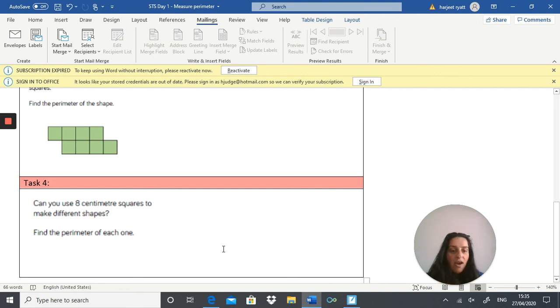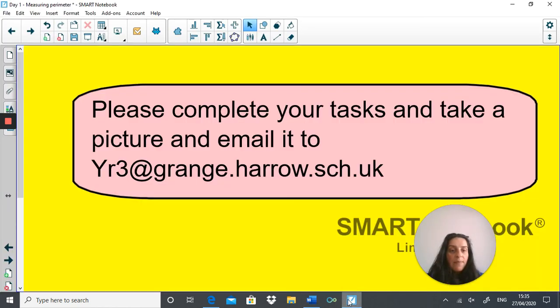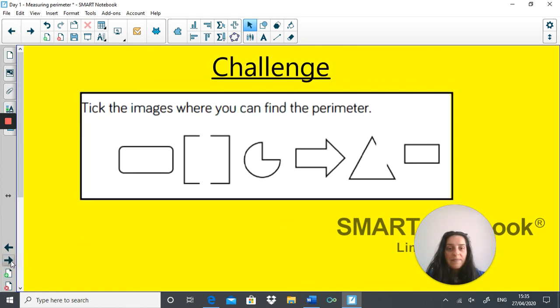Okay, guys, good luck. So I'm going back to the smartboard. And for those of you who've completed the task and want some more work to do, then have a go at this. The challenge is to pick the images where you can find the perimeter. Okay, have a go, see how you get on.